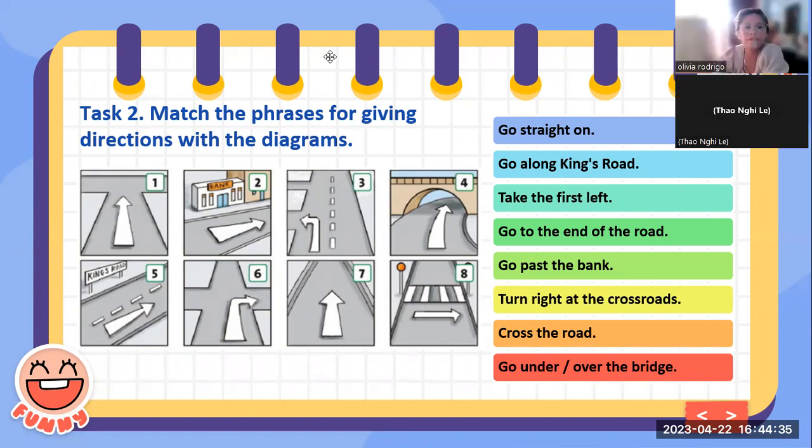Okay, Nghi. Match the phrases for giving directions with a diagram.